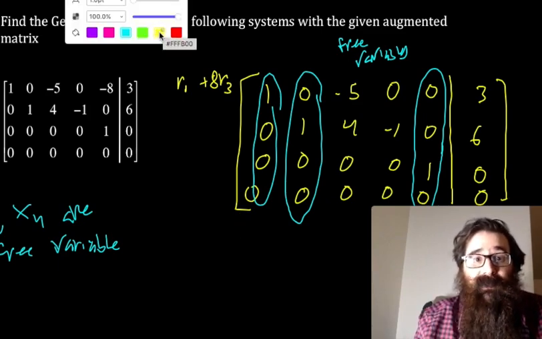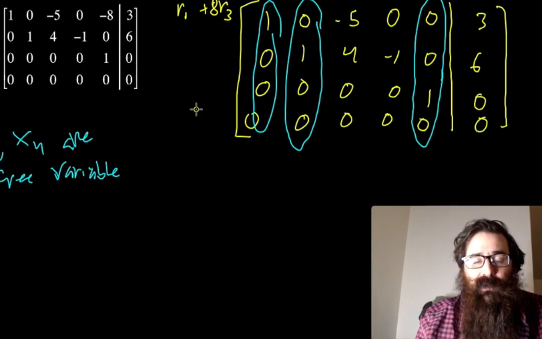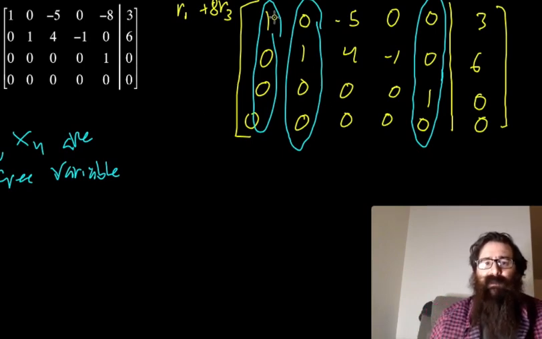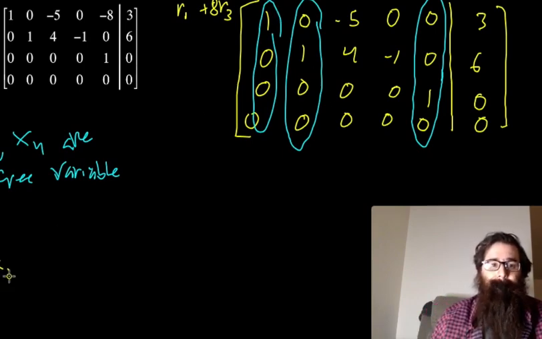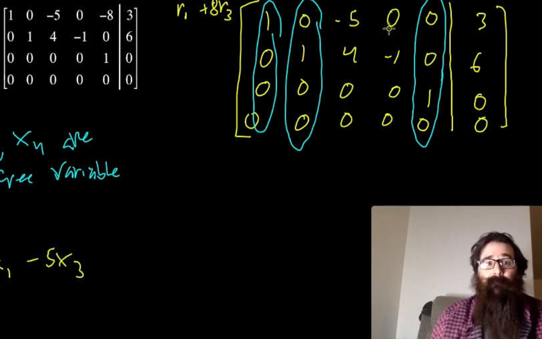Now I want to write out my solution. So I just sort of go row-wise and think about what the equations are saying. This is saying 1x1, 0x2, minus 5x3, and 0x4, 0x5 is equal to 3. So that's really all I get from there.